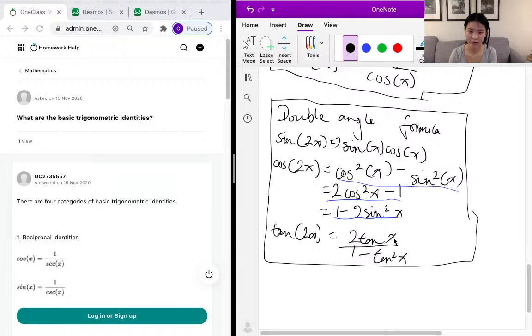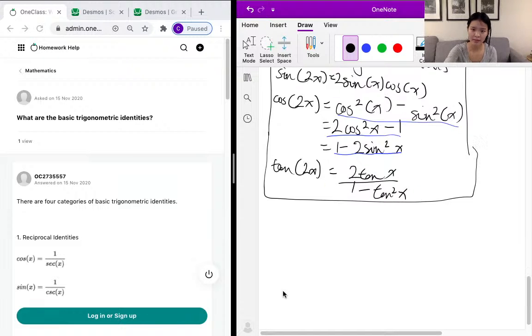These are all the double angle formulae, or I guess double angle identities, because they're both referring to the same thing, but some people call them formulae and some people call them identities. So yeah, these are the most common ones.